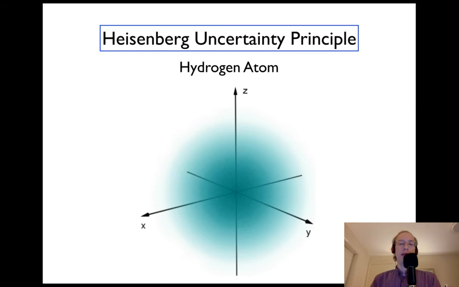And by the way, you can make a similar figure or picture like this for the proton in the hydrogen atom. It's a much harder calculation. The main difference is it's a much denser cloud and it's much more concentrated around the origin.